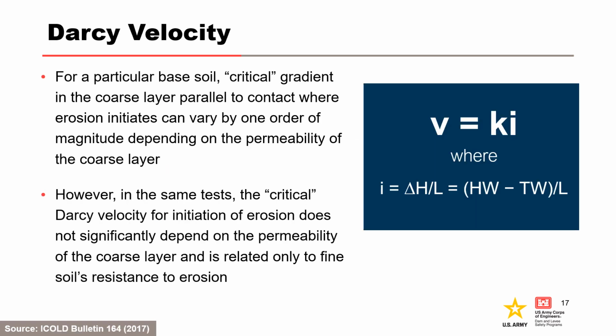For a particular base soil, the critical gradient in the coarse layer parallel to the contact where erosion initiates can vary by 1 order of magnitude depending on the permeability of the coarse layer. However, in the same tests, the critical Darcy velocity for initiation of erosion does not significantly depend on the permeability of the coarse layer and is only related to the fine soil's resistance to erosion. Therefore, the Darcy velocity in the coarse layer has been chosen by the majority of researchers as a good indicator of hydraulic loading.